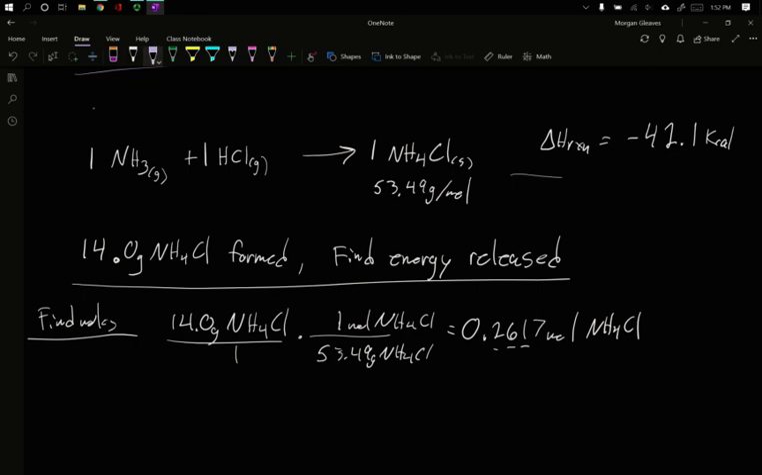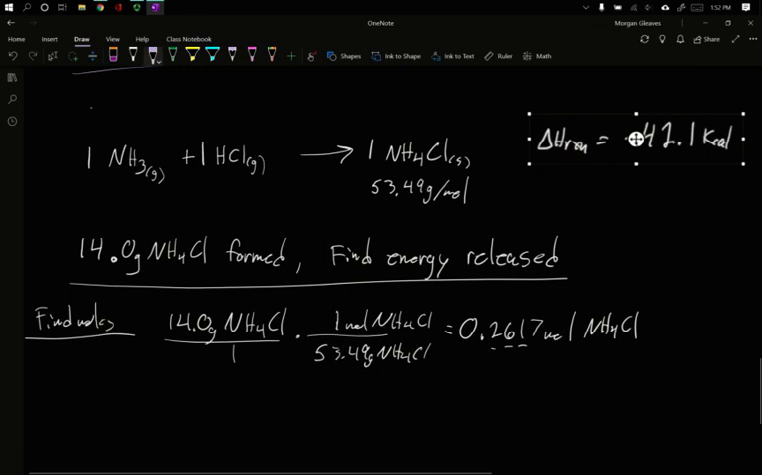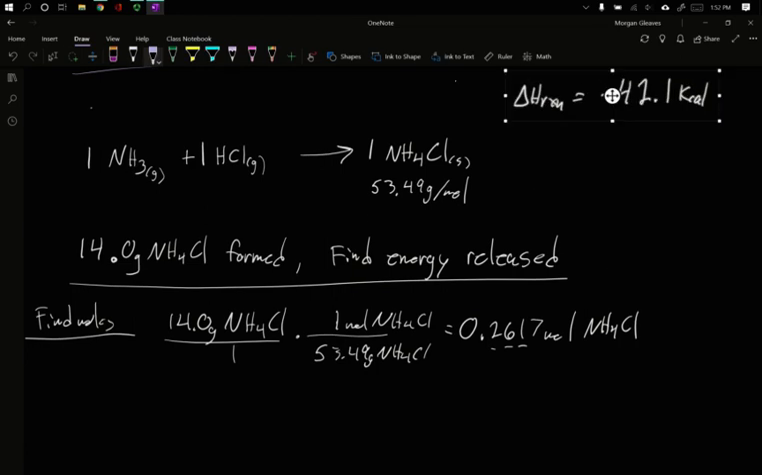Well, that is where our delta H of reaction comes in. Your delta H reaction says for the given reaction, for 1 mole of ammonia and 1 mole of hydrogen chloride, making 1 mole of ammonium chloride, you should lose 42.1 kcals of energy from the bonds. Well, that is an amount that is given away. That is an amount that goes out to the rest of the universe. It is not contained in the bonds anymore. For all intents and purposes, it's a product.